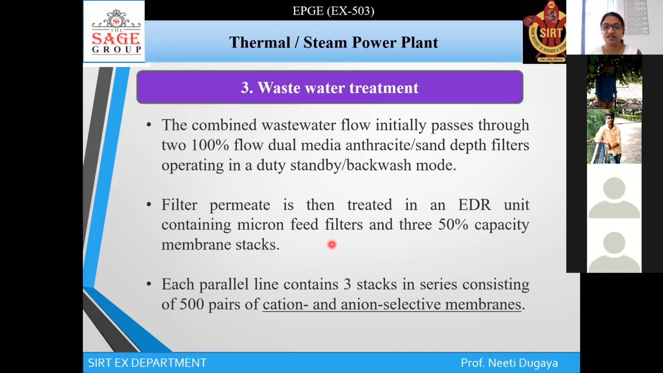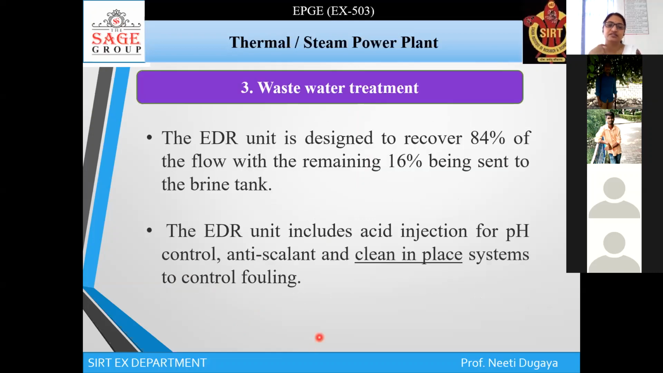And 50% membrane stacks are there, and each parallel line contains 3 stacks in series consisting of 500 pairs of cation and anion selective membranes. So the water treatment plant has many membranes which work on the cation and anion principle, and 500 pairs are there in 3 stacks almost. And then after filtering from the EDR unit, the EDR unit is designed to recover 84% of the flow, with the remaining 16% sent to the brine tank again.